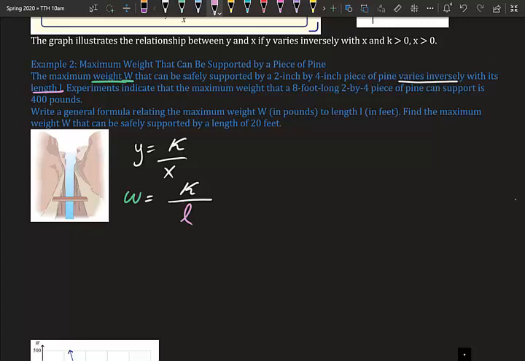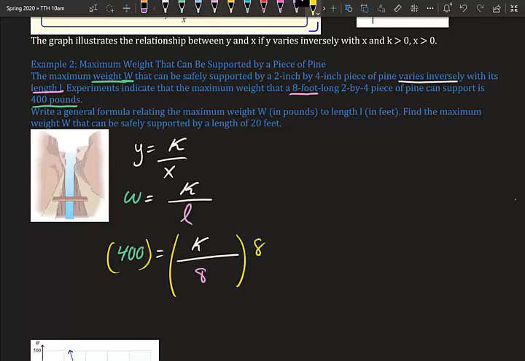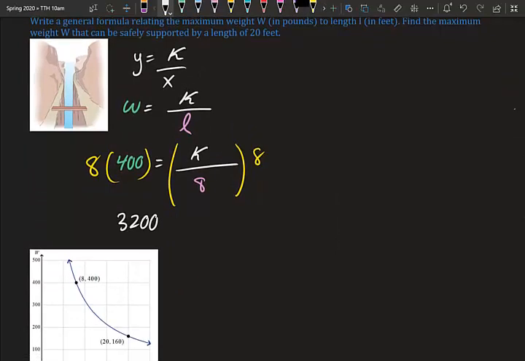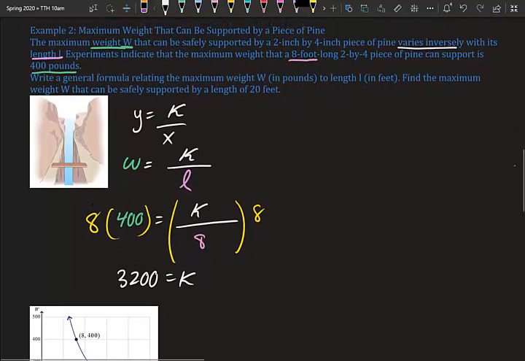In this first piece of information, it tells me that we have a weight of 400 pounds, and the length of the piece of wood is 8 feet long. So we're going to solve for k here by multiplying by 8 to both sides. When we multiply 8 by 400, we get 3,200 equals k. So that's our constant. Now our formula, the model, is W equals 3,200 over L.